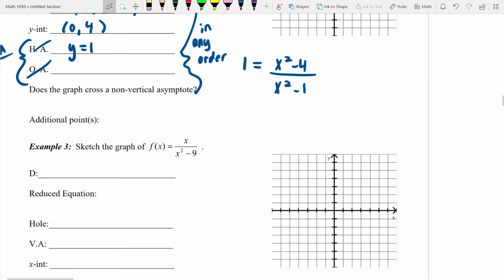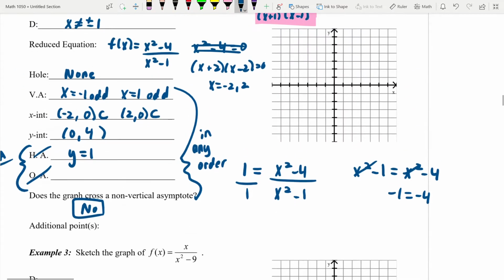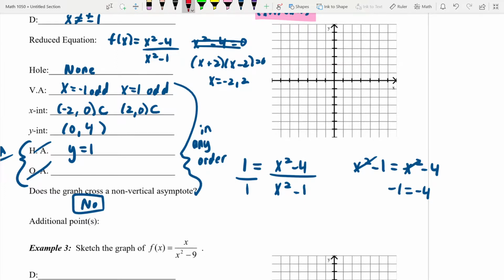Okay, put a 1 underneath and cross multiply, and I get x squared minus 1 equals x squared minus 4. This x squared comes over and becomes a negative and knocks that one out. Negative 1 equals negative 4. What's my answer? No, negative 1 is not equal to negative 4. Okay, let's graph it. Grab your pencil.